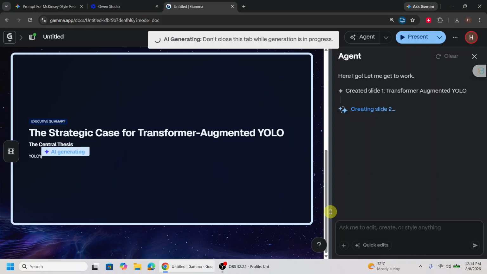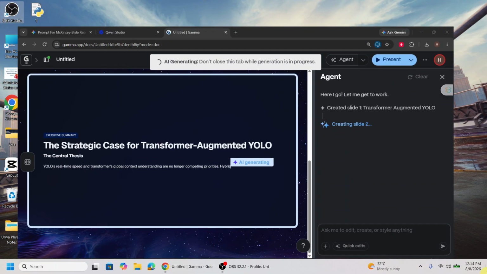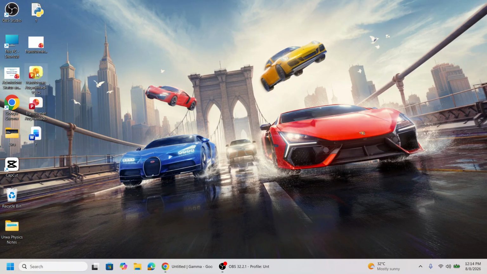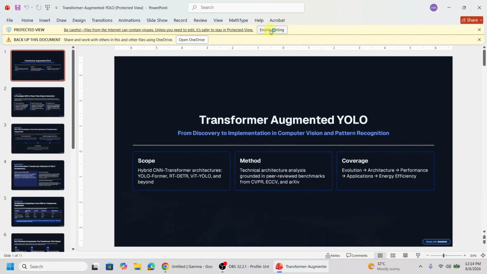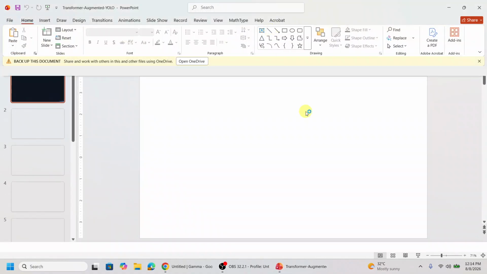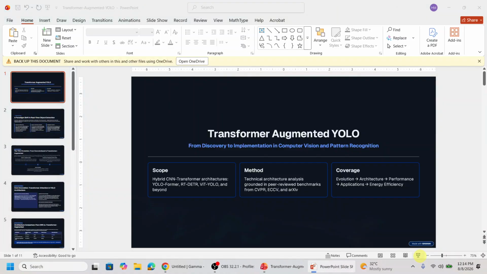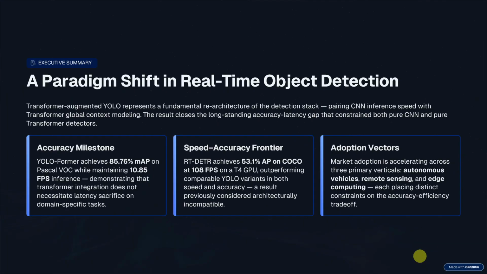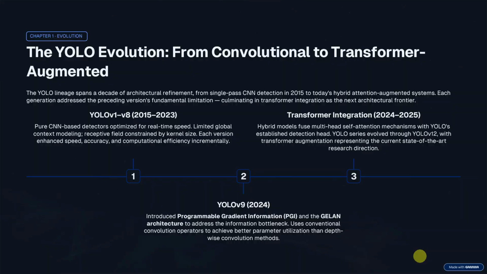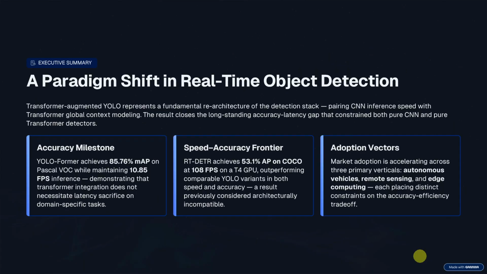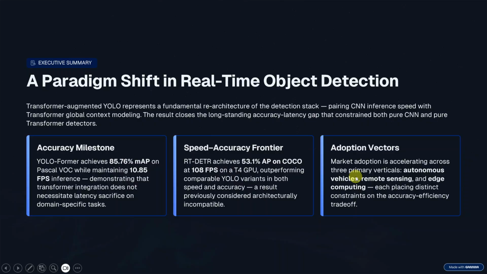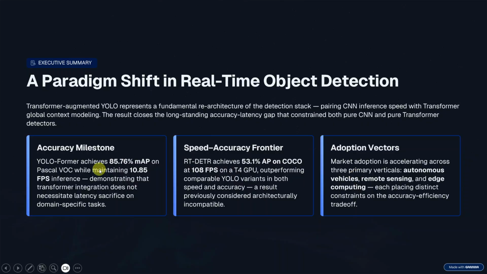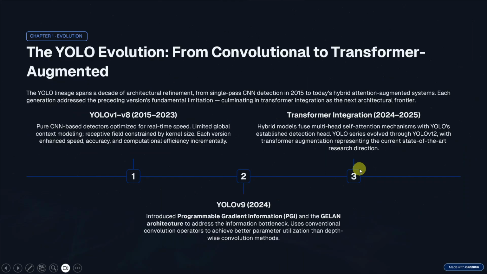So we are not going to wait this long, and I'm going to show you the refined output of the Gamma AI so that you may know what kind of a presentation it has given us. As you can see, based upon the template that I have chosen, it has given me an excellent output. It has started from transform augmented YOLO, and then the scope, the method and the coverage, the paradigm shift, and it has shifted from accuracy milestones to adoption vectors.